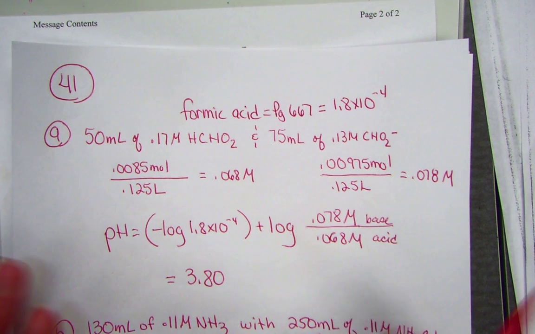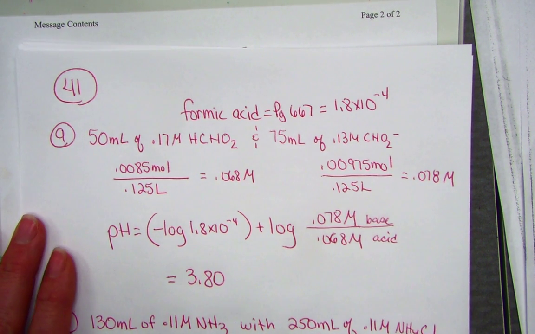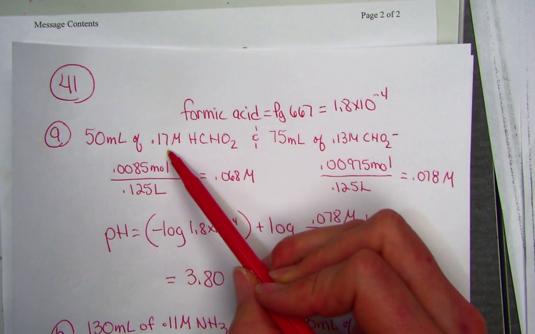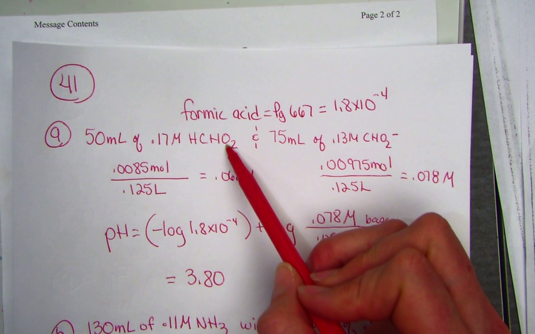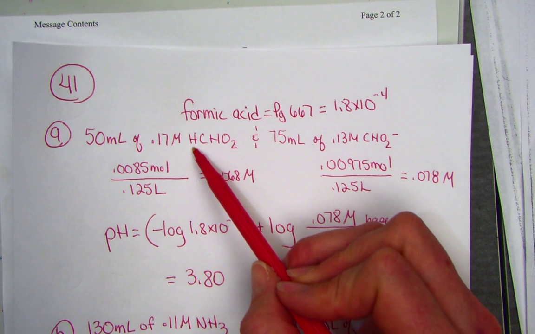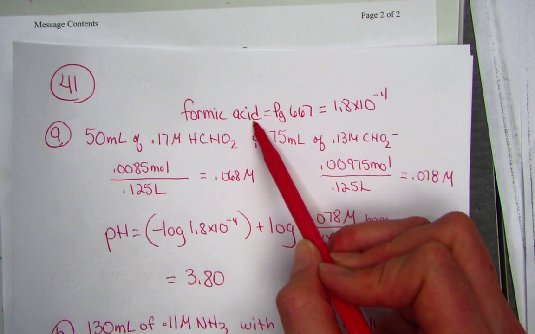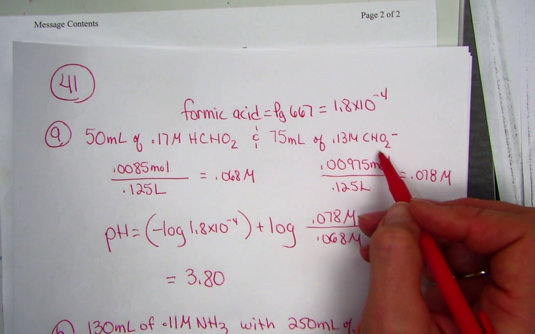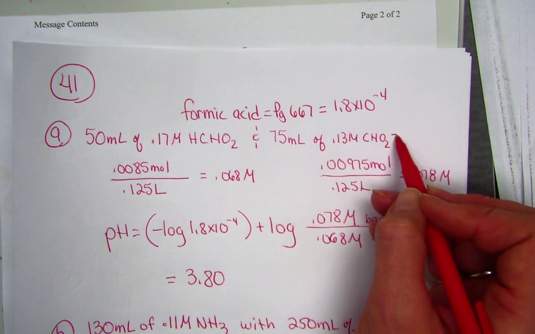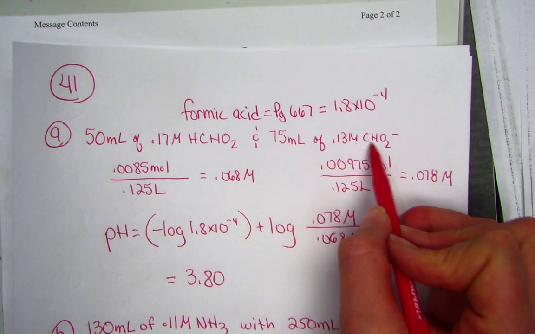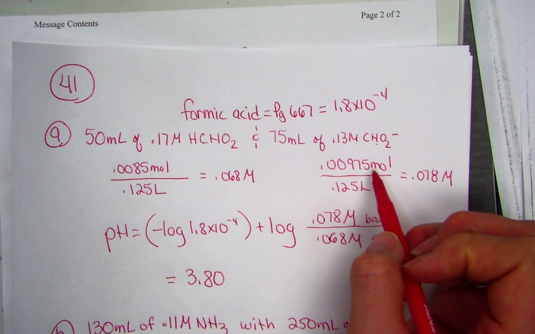Question 41, there's a part A and a part B. I'll talk through 41A. We're given 50 mils of a 0.17 molar formic acid, that formula provided in the question, HCHO2, that's called formic acid. Its conjugate base, CHO2, carrying a -1. They're giving us volume and molarity of the acid and the conjugate base.